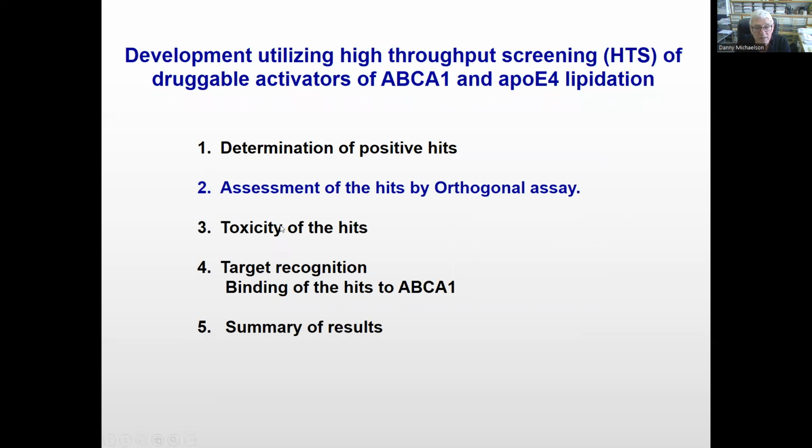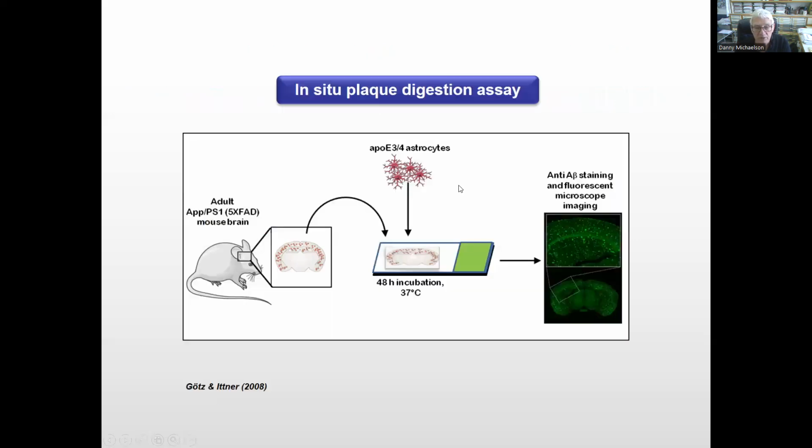So the next step was to try and assess the hits by an orthogonal assay. Now, this is very, very important because you want to show that the hits that you've selected by one criterion, increased cholesterol efflux, can counteract the badness of ApoE4 by another criterion, which is not related at all to your screen. And the criterion that we chose was plaque digestion. One takes brains of APP-PS mice, which have a lot of plaques, and one treats these live sections with astrocytes, where it is well known that ApoE3 astrocytes digest those plaques nicely, and ApoE4 astrocytes do so less effectively. You see the plaques over here, and that's what we're going to look at.